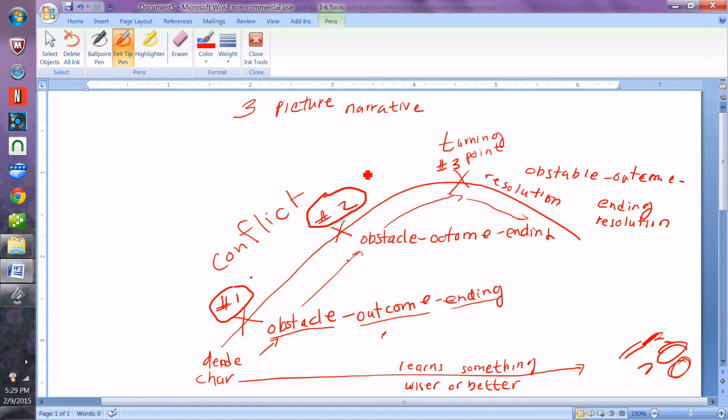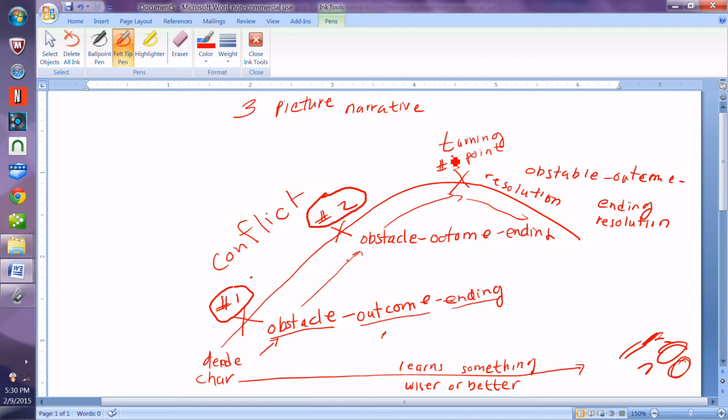And then our next obstacle might be that he confides in somebody who reveals this weakness. So he has this weakness and then he has a betrayal of somebody. And that would be our second picture.